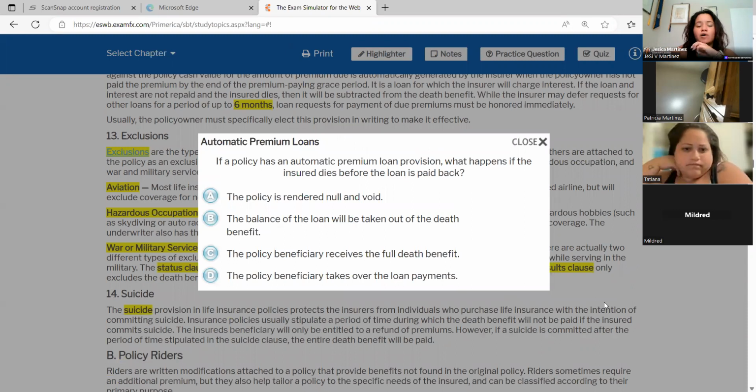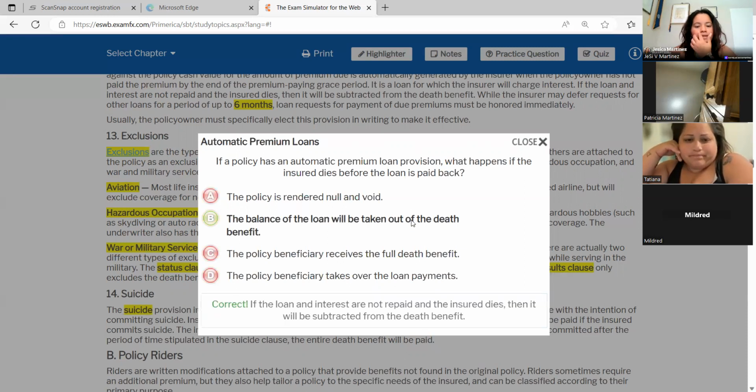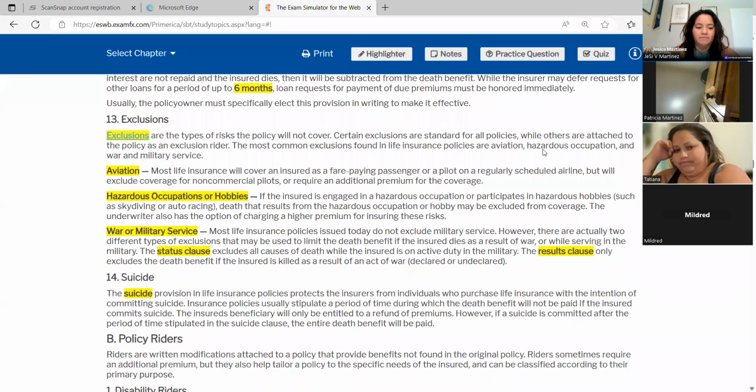If a policy has an automatic premium loan provision, what happens if the insured dies before the loan is paid back? A, the policy is rendered null and void. B, the balance of the loan will be taken out of the death benefit. C, the policy beneficiary receives the full death benefit. D, the policy beneficiary takes over the loan payments. Ellie B. said B. Yes, the balance of the loan will be taken out of the death benefit.